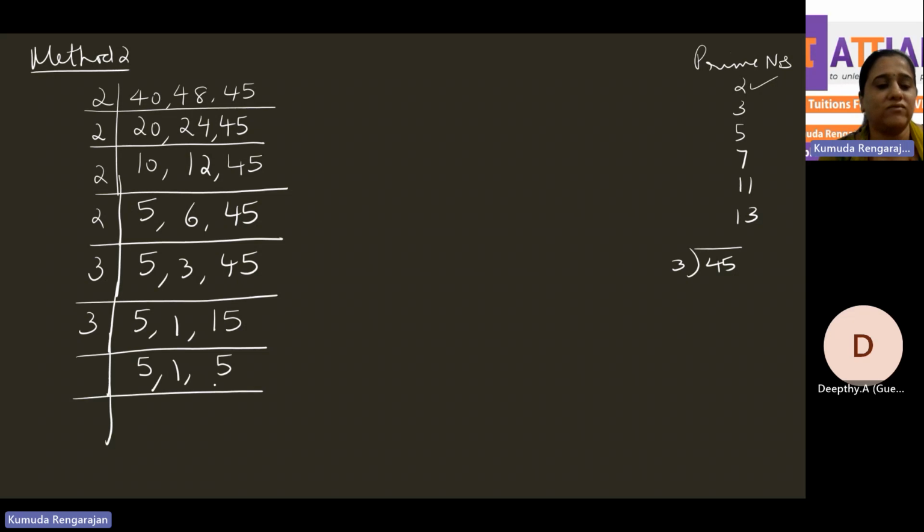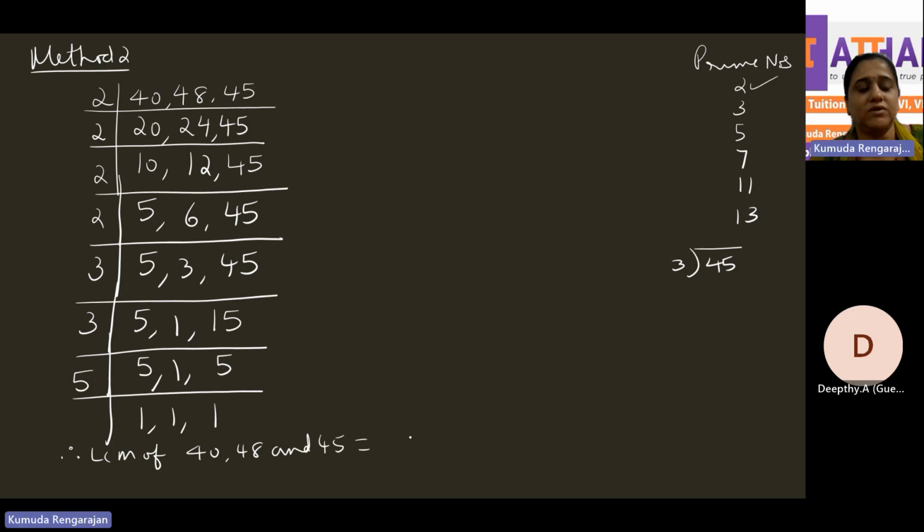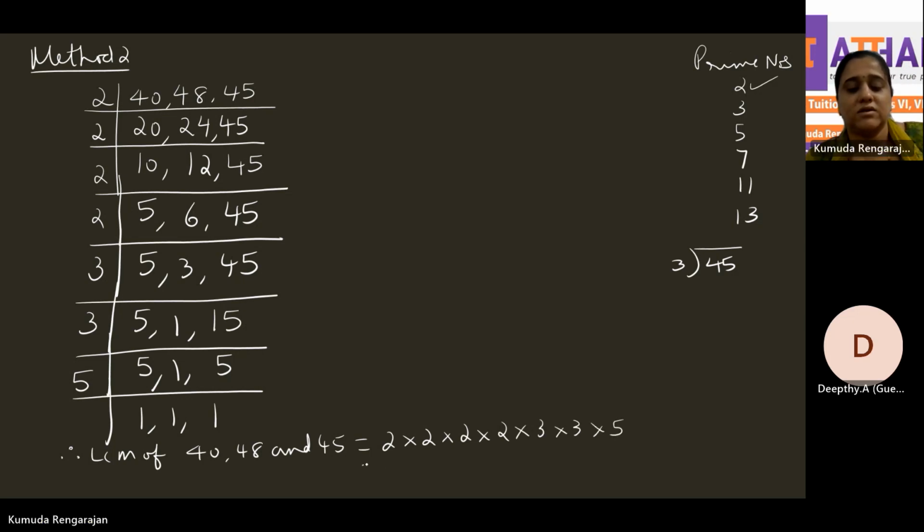Now you have to take 5. 5 ones are 1. So you must write it below, children. Therefore, the LCM of 40, 48 and 45 is equal to 2 into 2 into 2 into 2 into 3 into 3 into 5. So the product is 16.